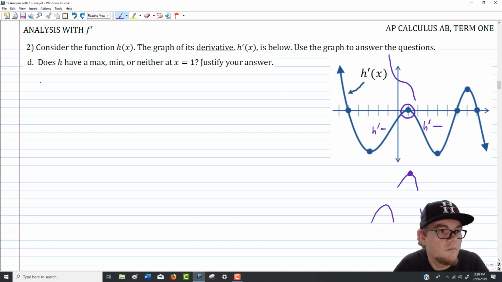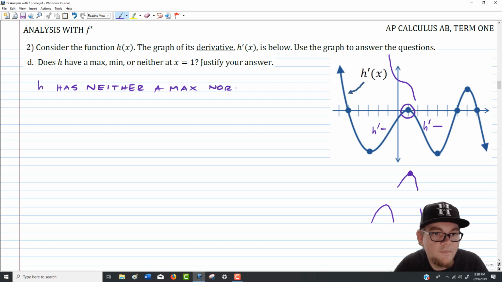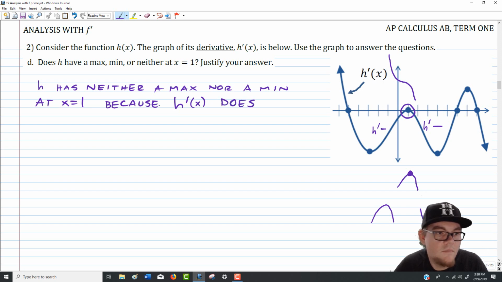So in our answer here, we have to note that this is neither. This isn't going to be a max or min because there's no sign change. So h has neither. Sounds kind of cool actually. h has neither a max nor a min at x equals 1. And our reason is because of that missing sign change. Because h prime of x does not change signs.